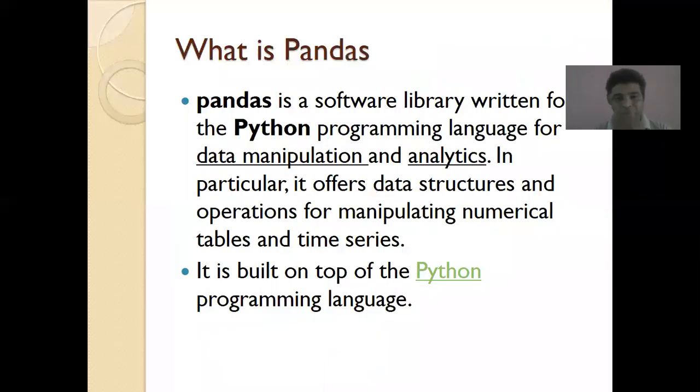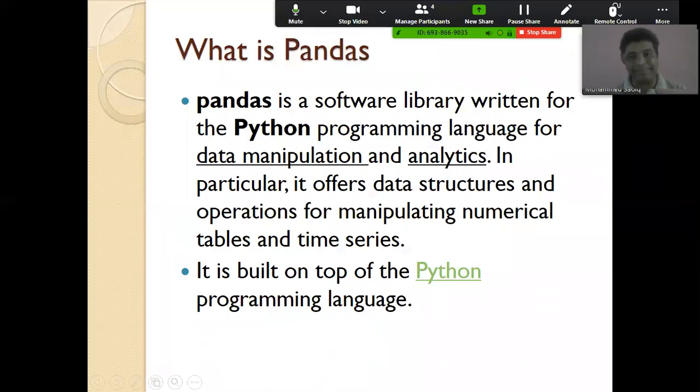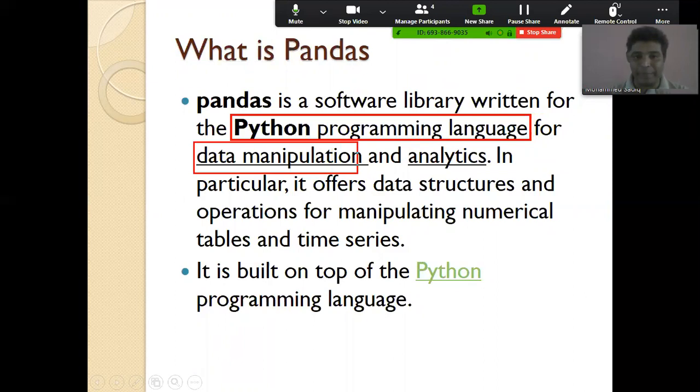Okay. So it says, pandas is a software library which is written for the Python programming language. That means it is a library written by a third party for the Python programming language. So that means this library can be used in Python programming. For data manipulation, the purpose of using pandas is that it is used for data manipulation and data analytics. Why is pandas used? Pandas is mainly used for data manipulation and analytics.